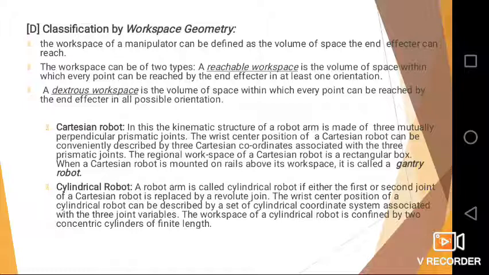Then a cylindrical robot. A robot arm is called a cylindrical robot if either the first or second joint of a Cartesian robot is replaced by a revolute joint. The wrist center position of a cylindrical robot can be described by a cylindrical coordinate system associated with three joint variables. The workspace of a cylindrical robot is confined by two concentric cylinders of finite length.